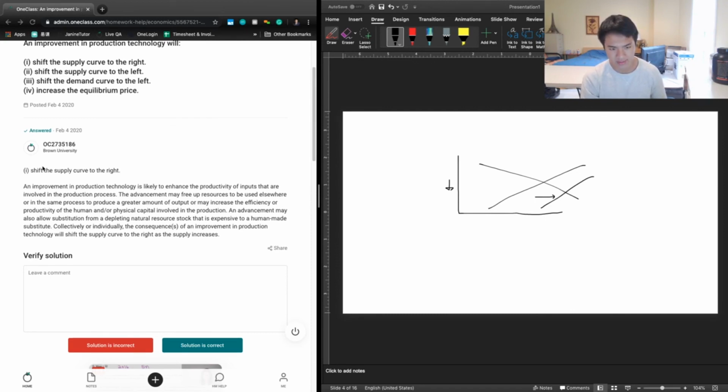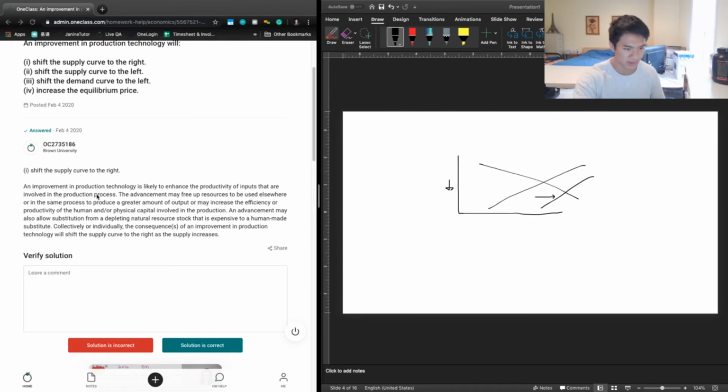The advancement may free up resources to be used elsewhere or in the same process to produce a greater amount of output, or may increase the efficiency or productivity of the human and or physical capital involved in production. An advancement may also allow substitution from a depleting natural resource stock that is expensive to a human-made substitute. Collectively or individually, the consequences of an improvement in production technology will shift the supply curve to the right as supply increases.